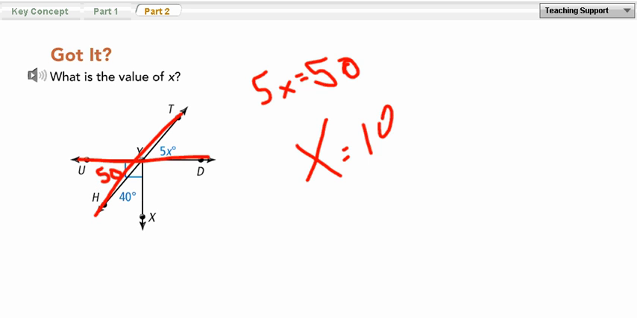Okay, look, so we have 5x equals 50. If I divide both sides by 5, x does in fact equal 10.